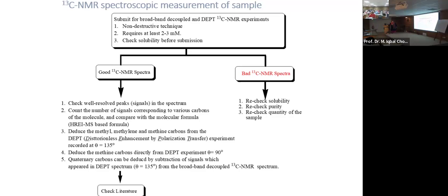So when you have a good carbon NMR spectrum, you check that the signals are well resolved, because the spectrum is quite big.